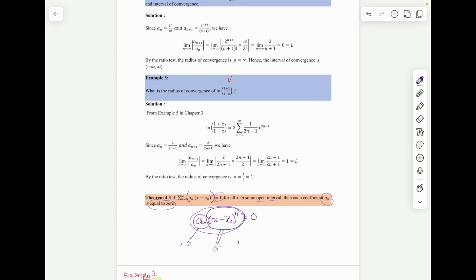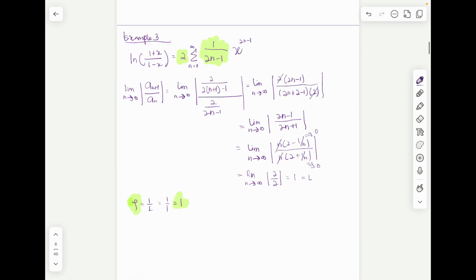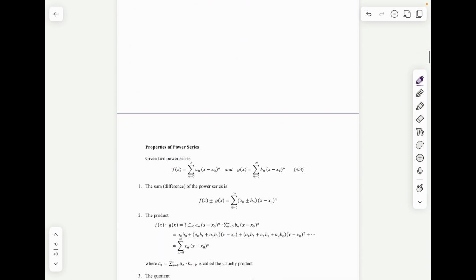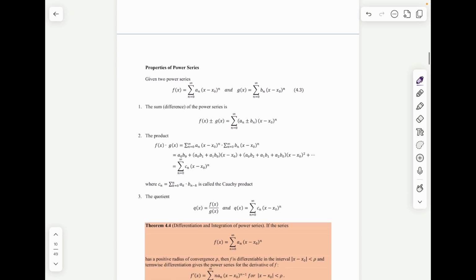But in this case, we know that we want a power series. We know that it is a power series. If this part equals 0, then it's not called a power series anymore. So instead of this one equal to 0, we can see that supposedly a_n is equal to 0 for the power series to become 0. Okay, so just keep this in mind, because we would use this in the next part. Okay, properties of power series.